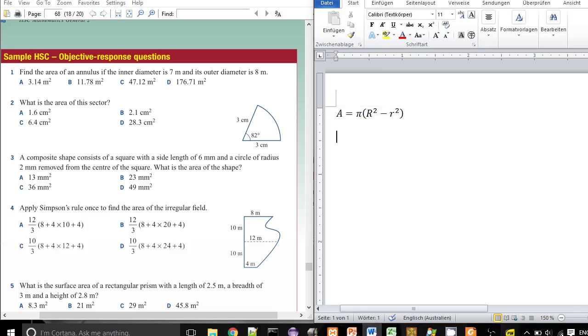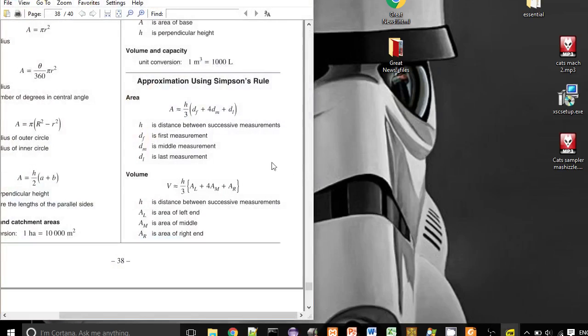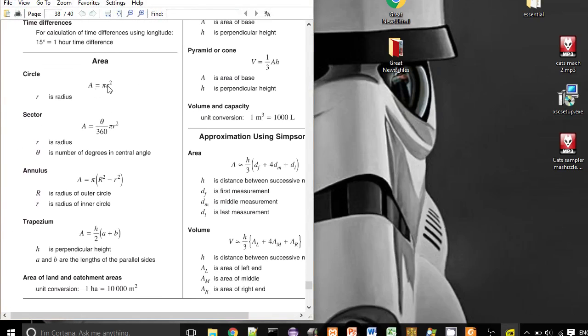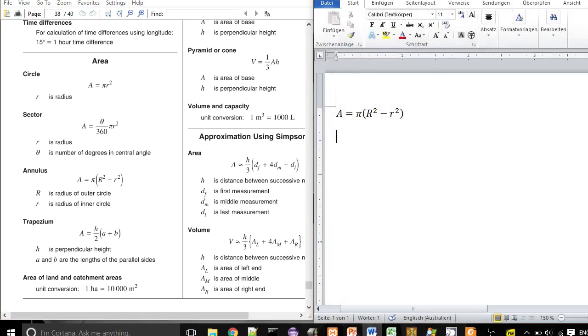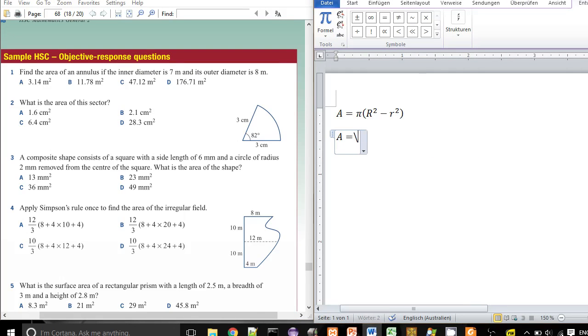Actually, let me just show you. This won't take long. Give me a second. Here it is. Yep, found it. Okay, so circle, pi r squared, and annulus. That's the one we're using. Let me see, where was I up to? Okay, so in this case, the area will be pi. The big radius is 4, not 8, just half of that, and half of 7 is 3.5 squared.